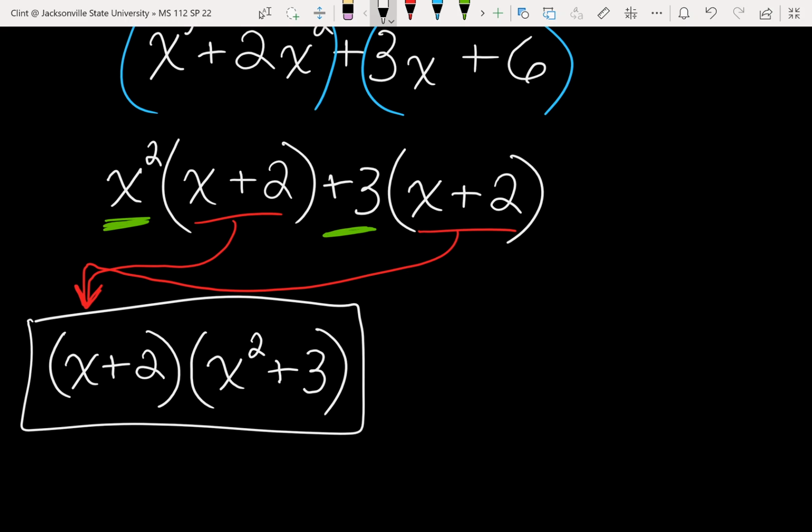So you just group the first two terms together, group the third and the fourth term together, treat them separately. You take out whatever's in common. When we do that, if we're in a situation where our parentheses match, then we can write our answer as the set of parentheses times the stuff that was in front of the parentheses, or we can factor out that common factor.